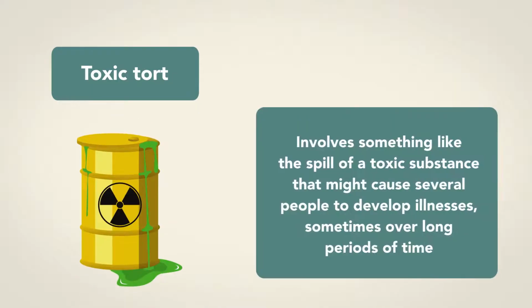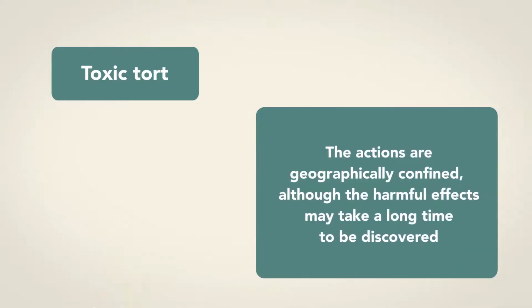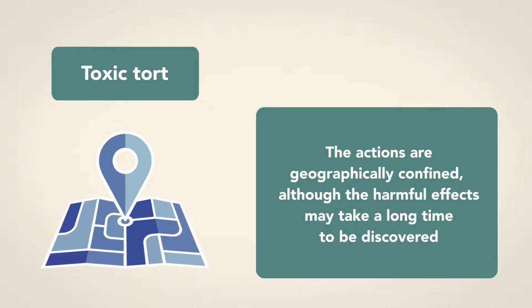Toxic tort cases push the boundaries of traditional torts. The typical toxic tort involves something like the spill of a toxic substance that might cause several people to develop illnesses, sometimes over long periods of time, perhaps even decades. In toxic tort cases, the actions are geographically confined, although the harmful effects may take a long time to be discovered.